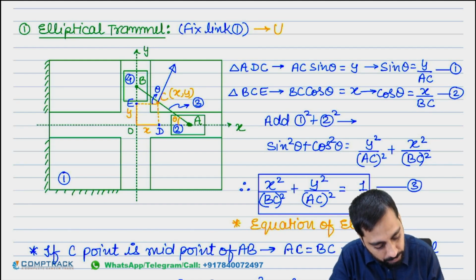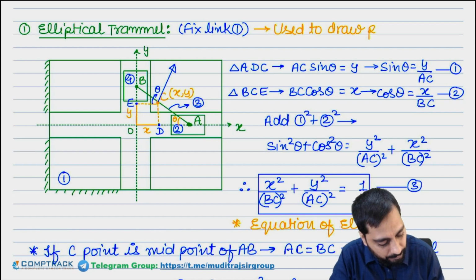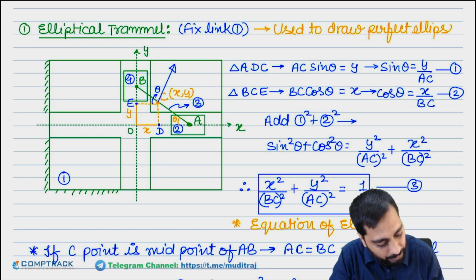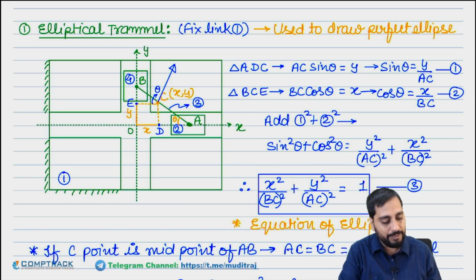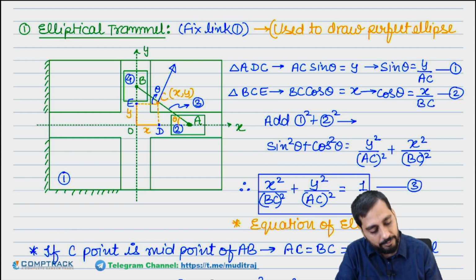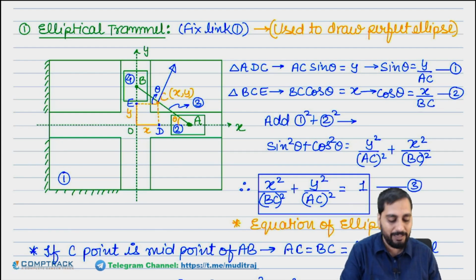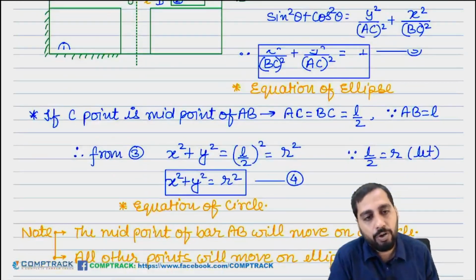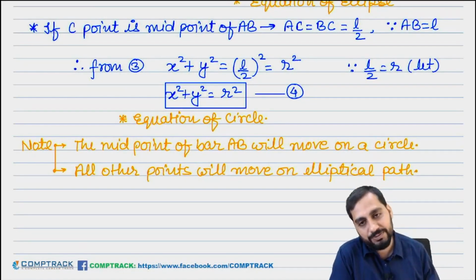Okay, तो यहाँ पे लिख दो what is its use: to draw perfect ellipse. इससे आप सर्कल भी ड्रॉ कर सकते हैं, बट circle you can draw by other methods also. So this is the device to draw a perfect ellipse.